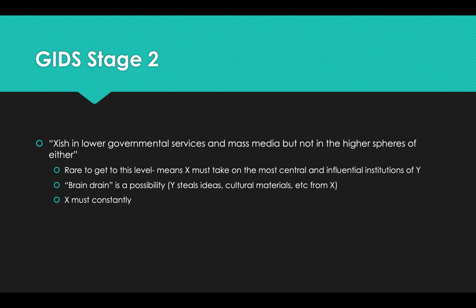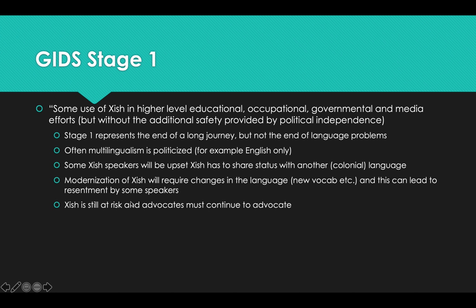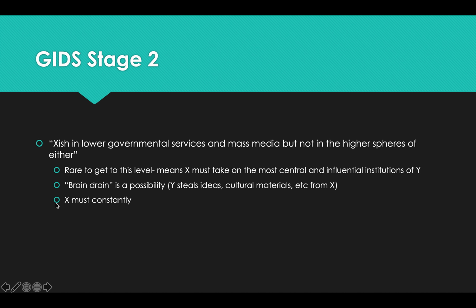It's very rare to get to this level. That means that the indigenous language or the endangered language must take on a very central and influential role, and kind of fight against the powers of the more dominant language. And here Fishman talks about a brain drain being a possibility, that the dominant language steals ideas and cultural materials and other things from the endangered culture and people. And I didn't finish my sentence here, but X must, so the endangered population is constantly having to work against this.